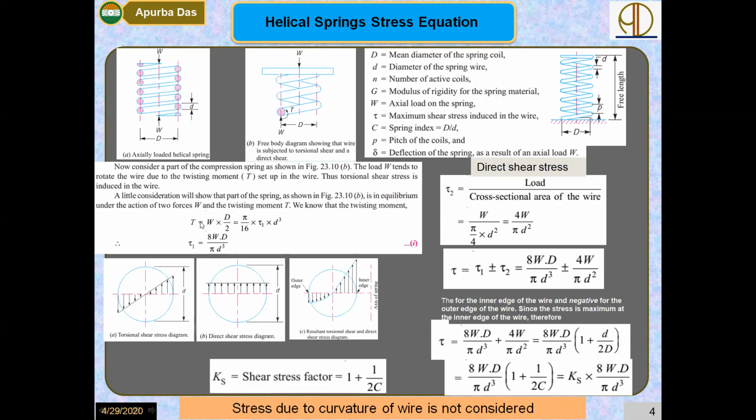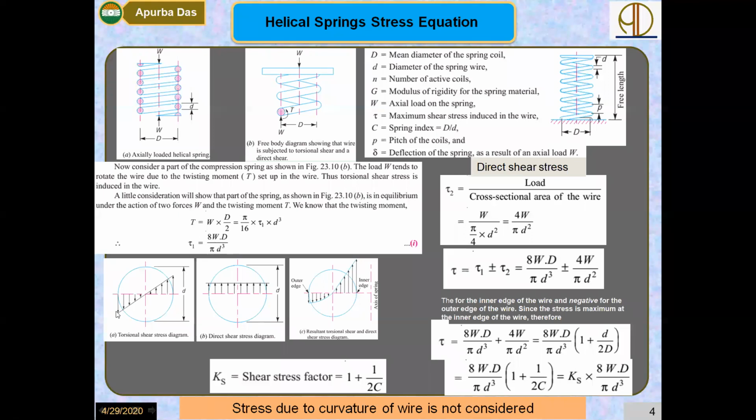So for torsional stress, from the torsion formula we know that T by J is equal to tau by R, and torque is equal to load into perpendicular distance. So torque is equal to load W acting at a distance D by 2. So torque is equal to W into D by 2, that is equal to pi by 16 tau 1, that is the torsional stress, into d cube. So from here we can determine tau 1 is equal to 8 WD by pi d cube. So this is the torsional shear stress tau 1.